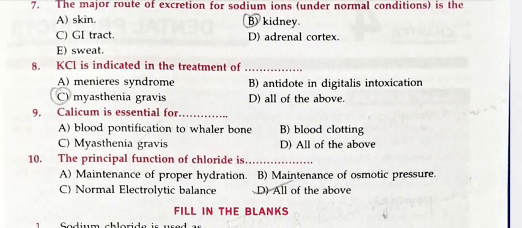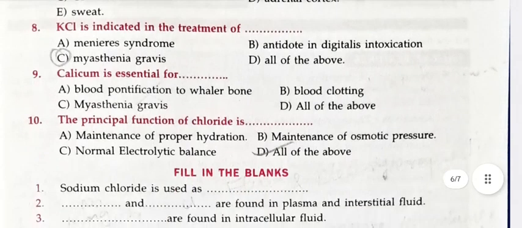Calcium is essential for bone and teeth formation; here, in the objective type, all the other answers are wrong. Then the principal functions of chloride: this is a very important ion which helps to maintain proper hydration, osmotic pressure and normal electrolytic balance. So chloride is very important. That's why we take it daily as intake, as table salt, and we also use it for cooking.